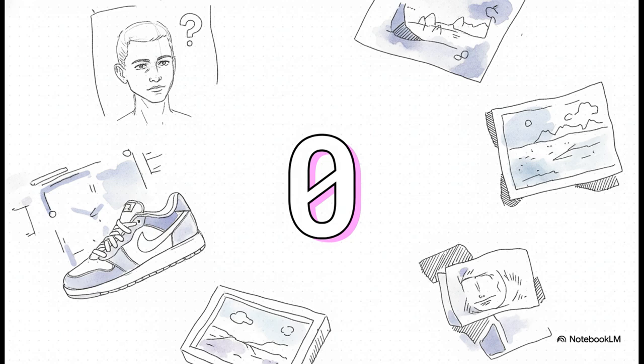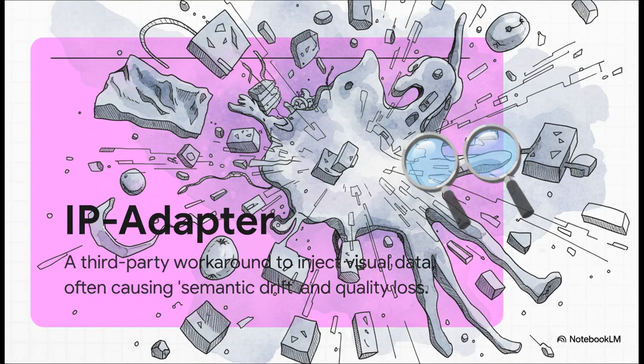You couldn't just hand it a picture of a character or a brand logo and say, hey, make it look like this. No way. Now, of course, the community is brilliant and resourceful, right? So they found a workaround. They built these things called IP adapters, which kind of hacked the visual information into the model. But it was always just a patch. A Band-Aid. It led to all sorts of weird issues, like semantic drift, where the final image just drifts away from what you wanted, or this weird plasticky look, where all the nice texture gets lost.